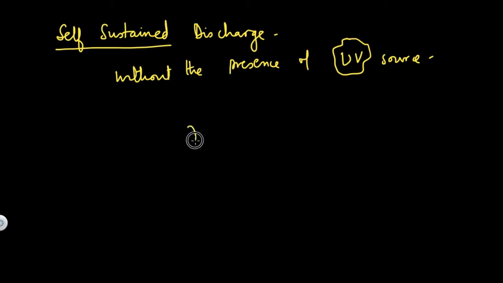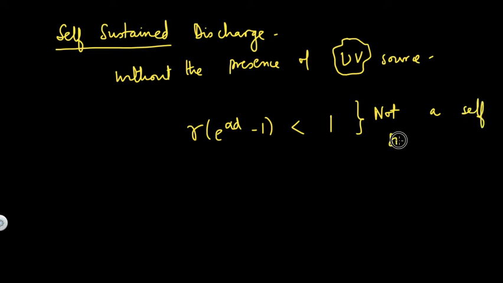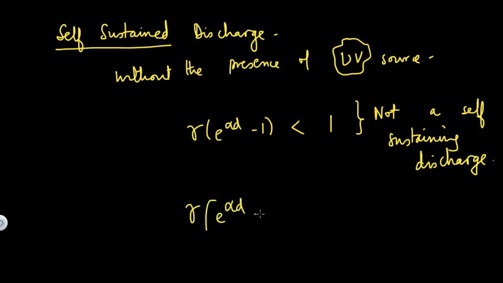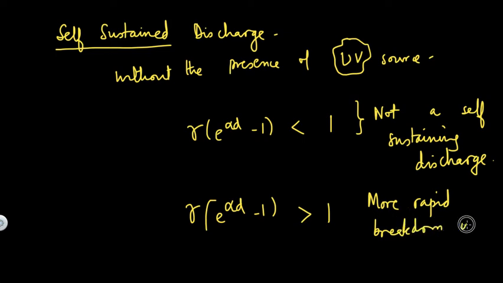When this number, gamma e to the power alpha d minus 1, is less than 1, this will not be a self-sustained discharge. And when this number gamma e to the alpha d minus 1 is larger than 1, this will lead to a more rapid breakdown in the gap.